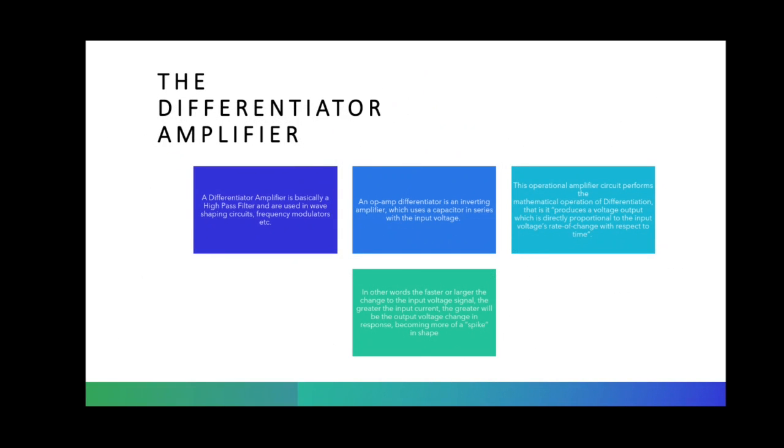A differentiator amplifier is basically a high pass filter and is used in wave shaping circuits, frequency modulators, etc. An operational amplifier differentiator is an inverting amplifier which uses a capacitor in series with the input voltage. The operational amplifier circuit performs the mathematical operation of differentiation, that is, it produces a voltage output which is directly proportional to the input voltage's rate of change with respect to time. In other words, the faster or larger the change of the input voltage signal, the greater the input current, and the greater will be the output voltage change in response, becoming more of a spike in shape.